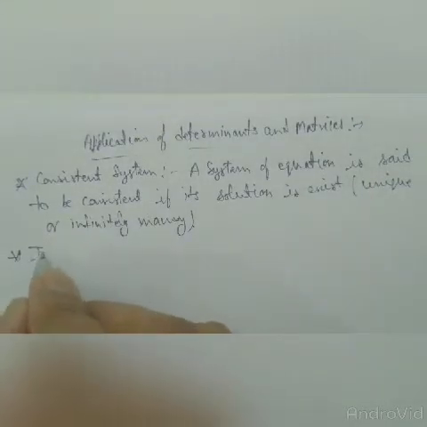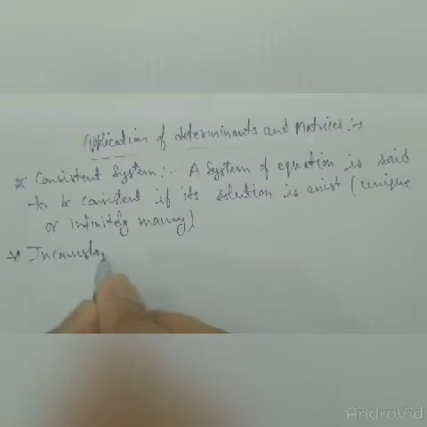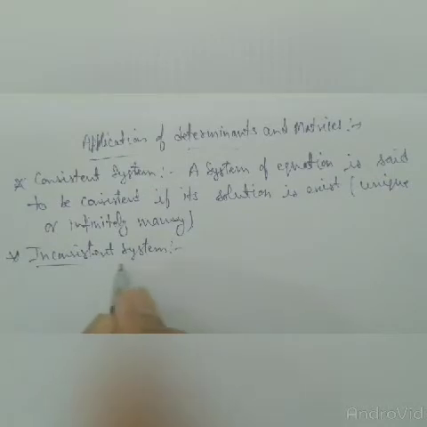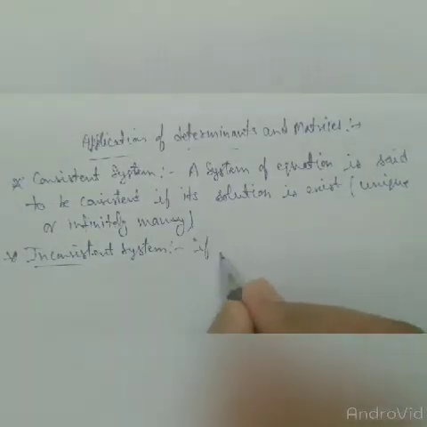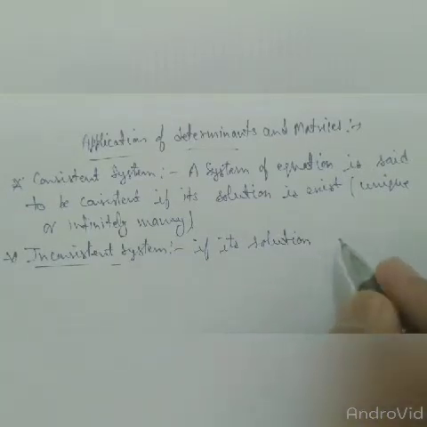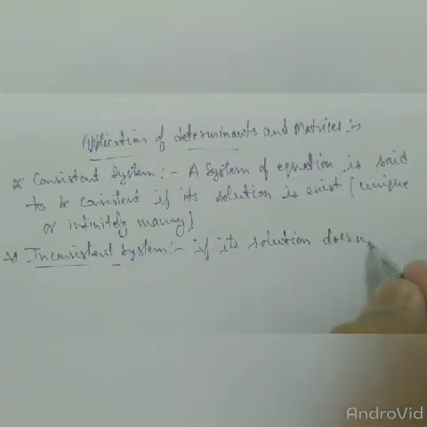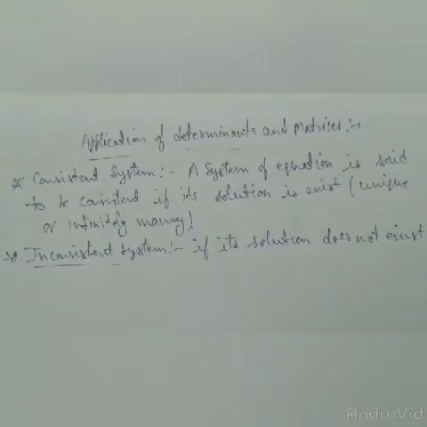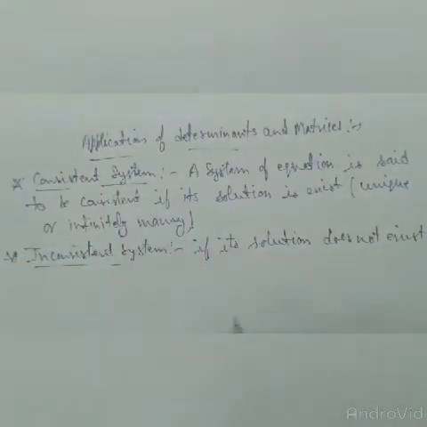If the solution does not exist, it is an inconsistent system. Clear? We have three cases: either a unique solution, or many solutions, or no solution. If we have a unique or many solutions, then the system is consistent, and if no solution, then the system is inconsistent.